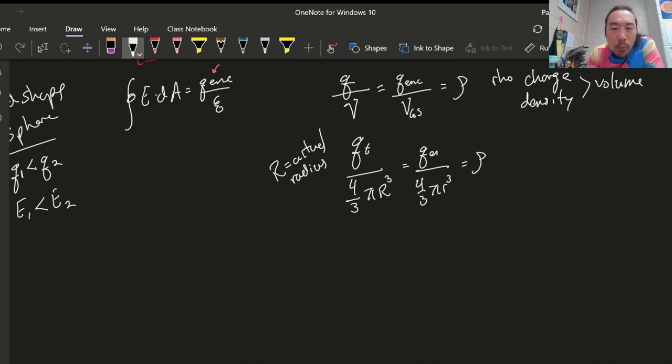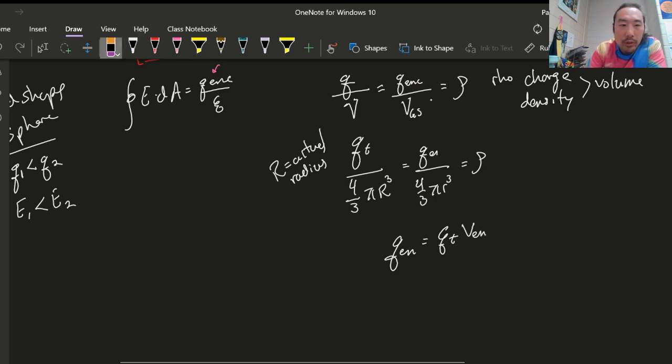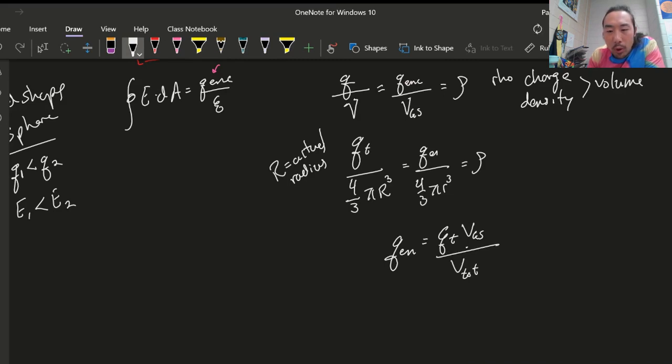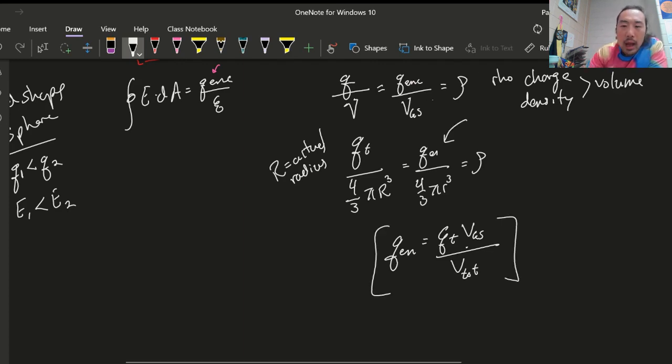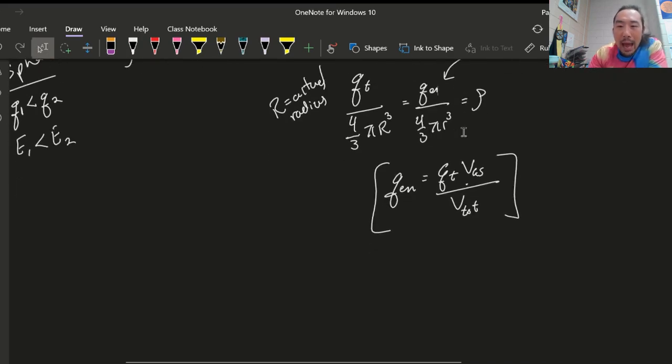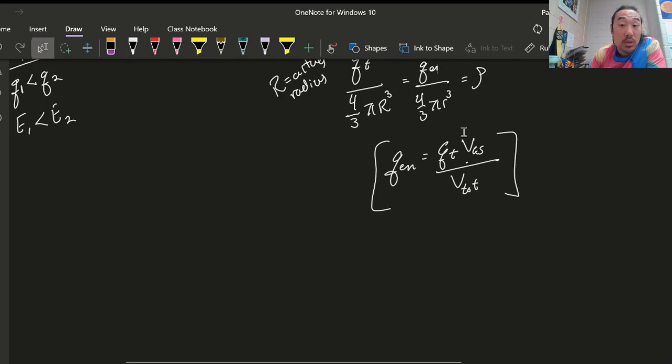And the reason why this is important is because now we created a substitution. And so I'm going to rewrite this as Q enclosed is equal to Q total times the volume enclosed, or excuse me, the volume of the Gaussian sphere, which is the volume enclosed. So the volume of the Gaussian sphere, all divided by volume total. I wrote it like this, but you can rewrite it like this.